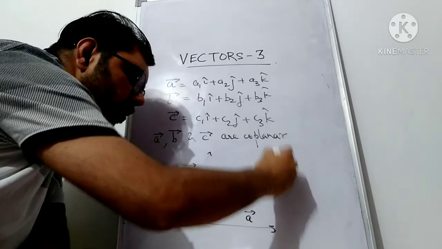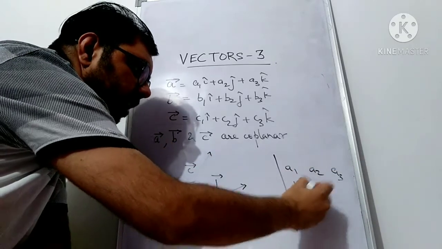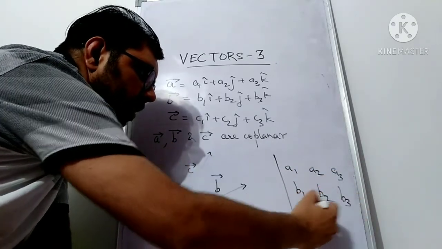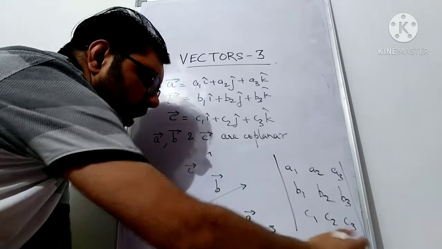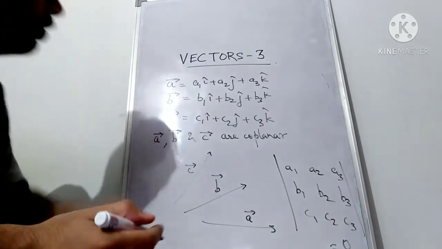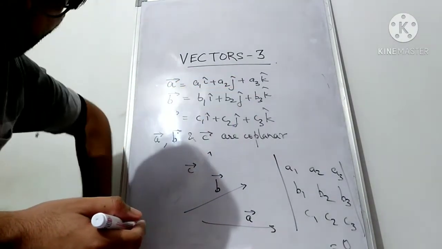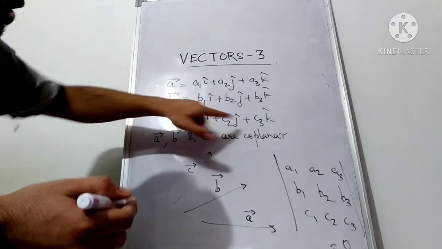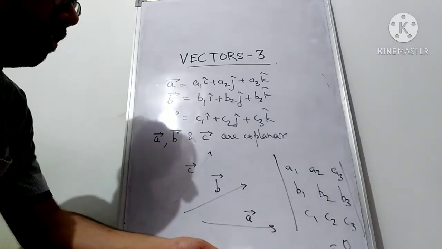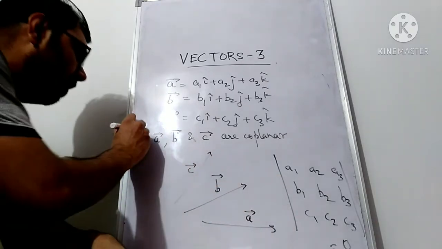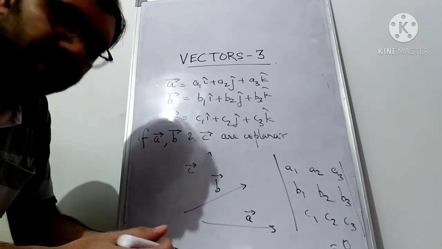So if this condition holds true, then we can form a determinant like this: a1, a2, a3. Then in the second row we will have b1, b2, b3, and in the third row c1, c2, c3. So the determinant is formed by the coefficients of these three vectors: a1, a2, a3 from a, b1, b2, b3 from b, and c1, c2, c3 from c. We'll get a 3 cross 3 determinant, and its value will always be 0, but only if these three vectors a, b and c are coplanar.